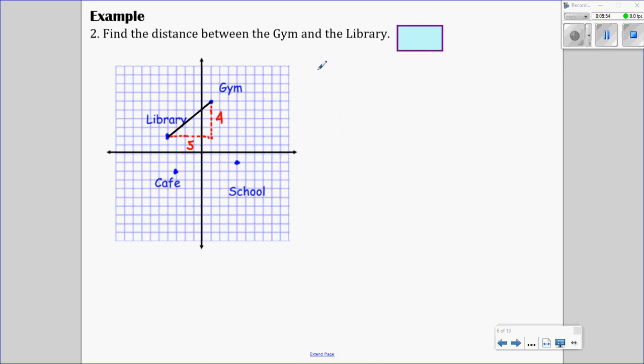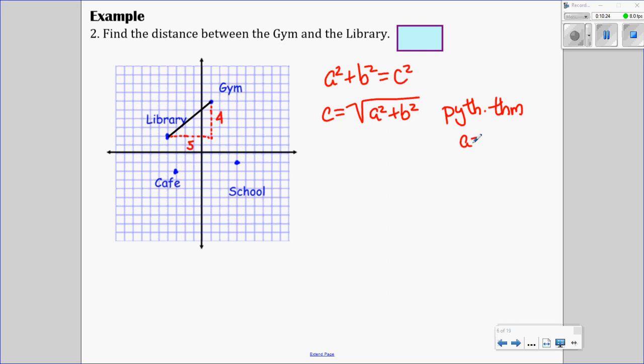So you're going to use this in the Pythagorean theorem. Remember, a squared plus b squared equals c squared, and you're finding c. So this is the same as c equals the square root of a squared plus b squared. Choose one for your a, choose one for your b. Let's say you have a as 4 and your b as 5. So you're going to plug that in and then solve for c. C is going to represent the distance. This is your c, the distance from the library to the gym.